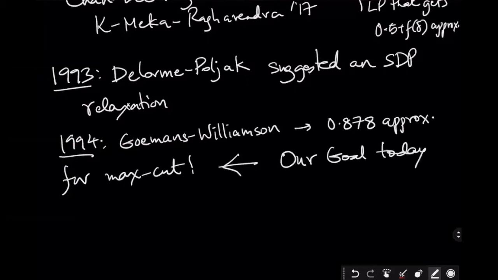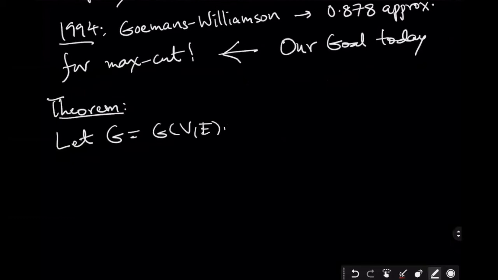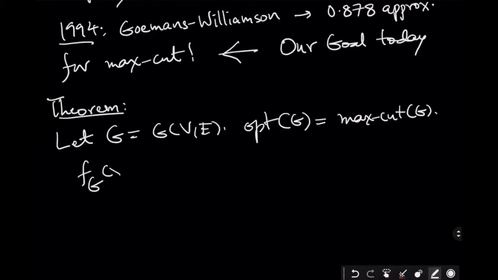Okay, let's phrase it as a theorem. Let G be a graph, and let's call opt G the max cut of G. So opt of G is the number of edges cut by the best possible cut in graph G. And remember, we called this polynomial f_G(x). So let's recall what that was.